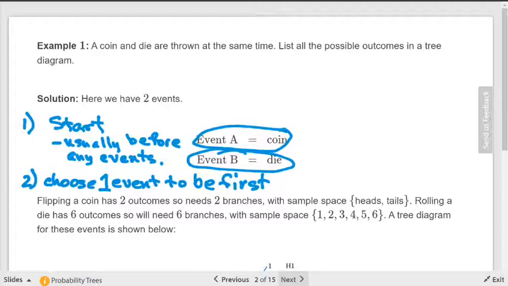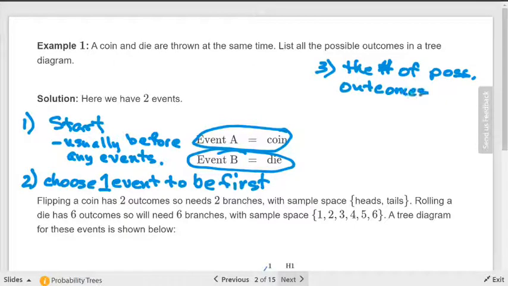Okay? So, step 3. The number of possible outcomes is the number of branches needed.